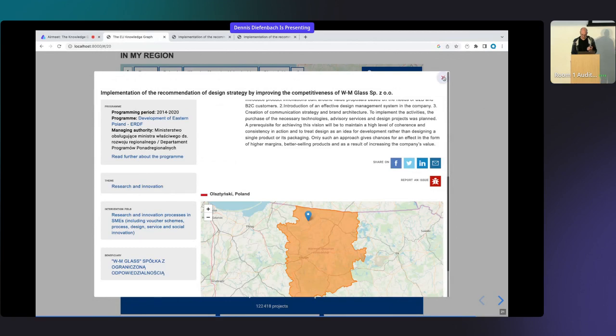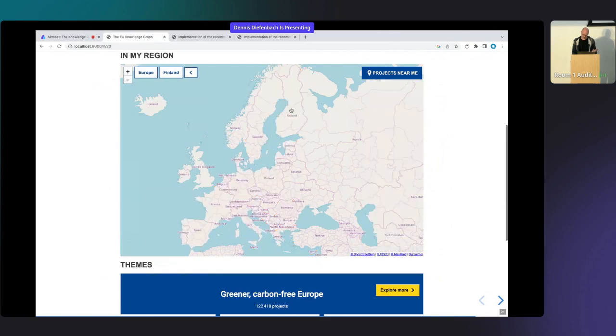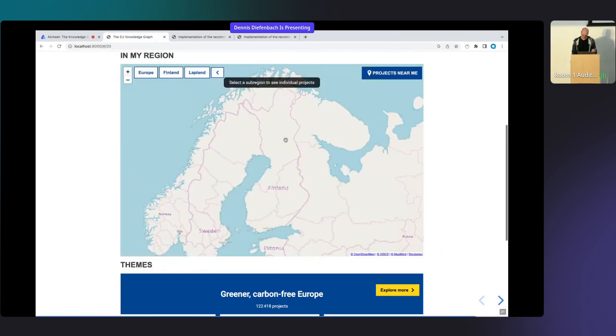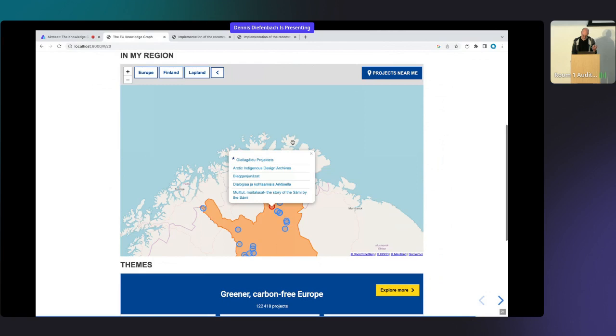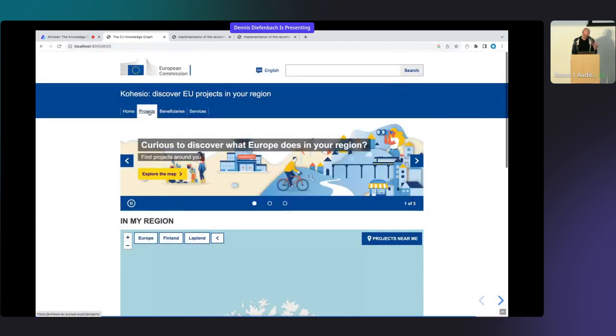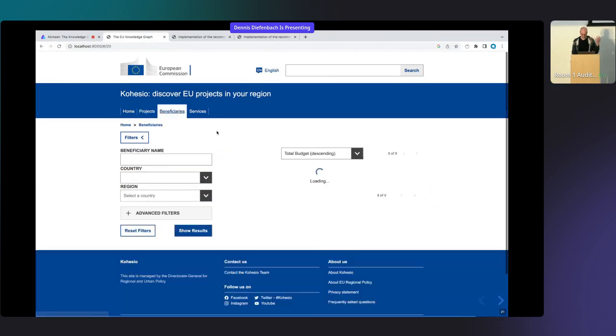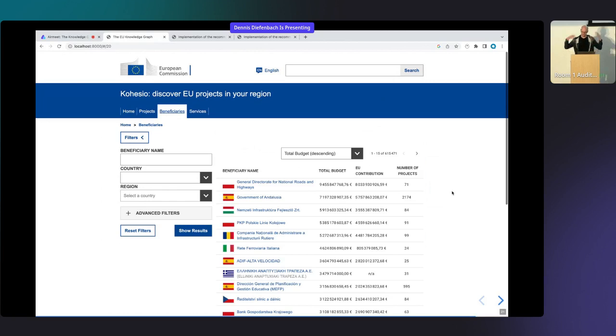In fact, every interaction that you make on this website is a SPARQL query. This is a GeoSPARQL query. This is a GeoSPARQL query. This is a GeoSPARQL query. This is a select query that is running over the graph. In this case, we do not have a translation available. You can also search over the projects by country, by region, by all the different facets. And you also have beneficiaries aggregated over all the member states.